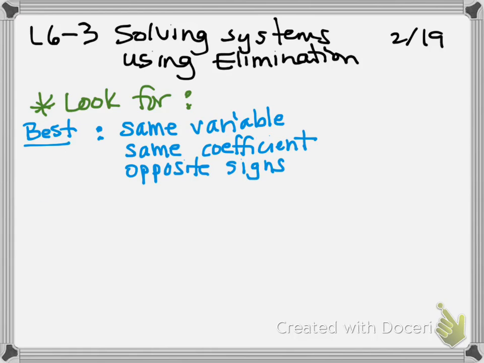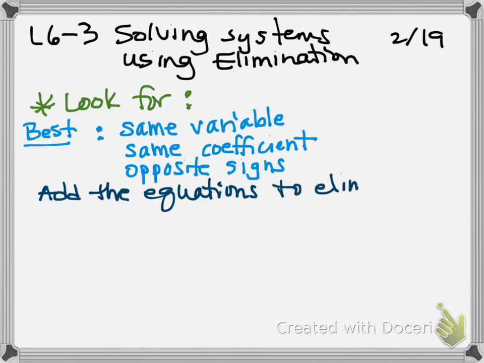So we're going to add the equations to eliminate or remove that variable. And then we're left with one variable to solve for. We solve for it, and then we will be using substitution, obviously, with our answer into either original equation to figure out the remaining variable. And then we write our ordered pair as x value, y value. That's the best case scenario.